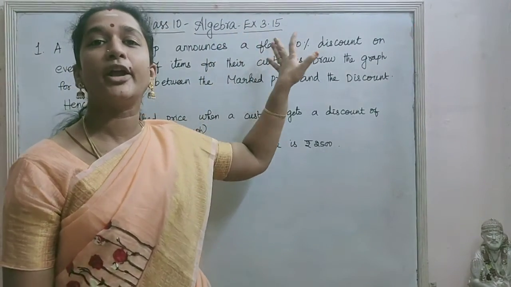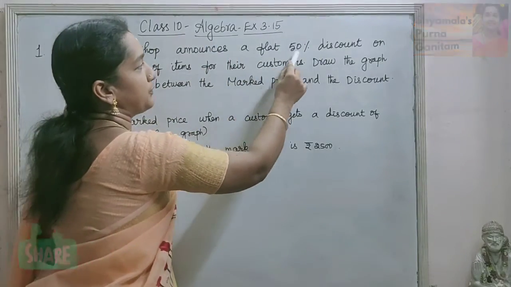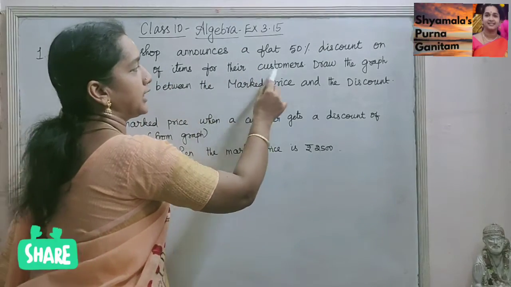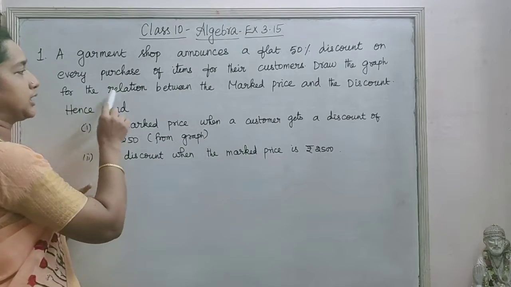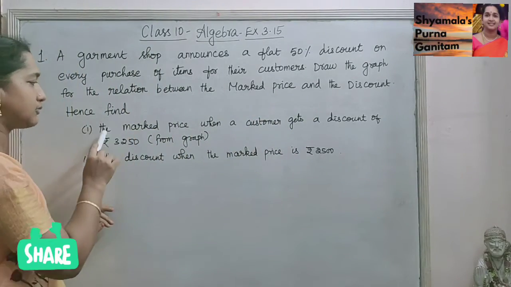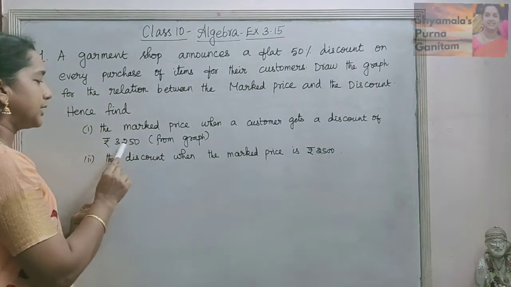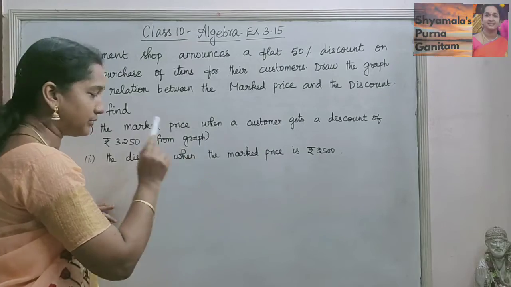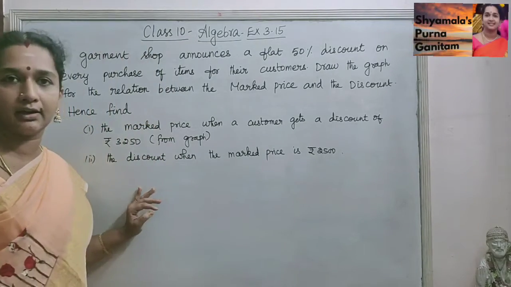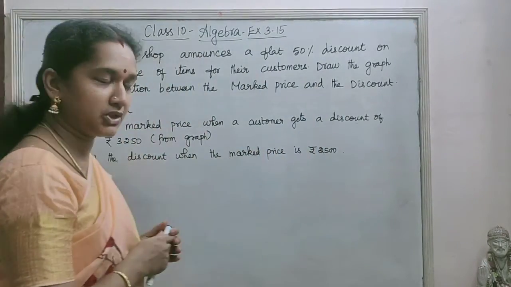Algebra 3.15. First sum: a garment shop announces a flat 50% discount on every purchase of items for their customers. Draw the graph for the relation between the marked price and the discount price. Hence find the marked price when a customer gets a discount of rupees 3250 from the graph, and the discount when the marked price is 2500. So these things we are asked to plot in the graph sheet.